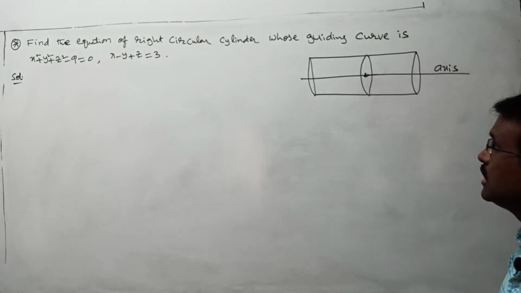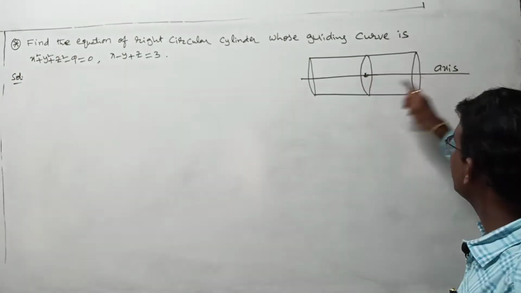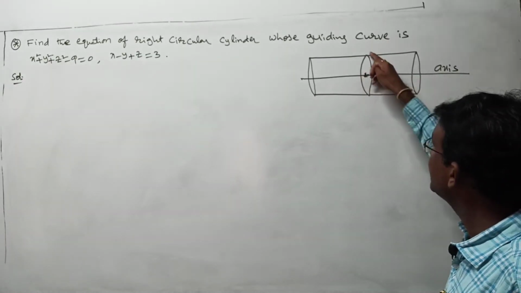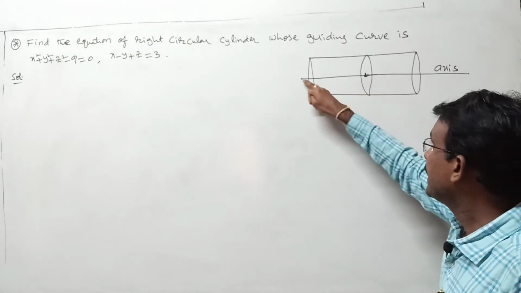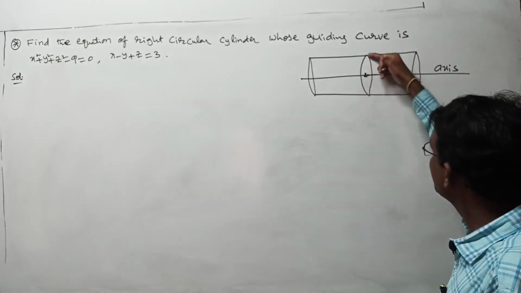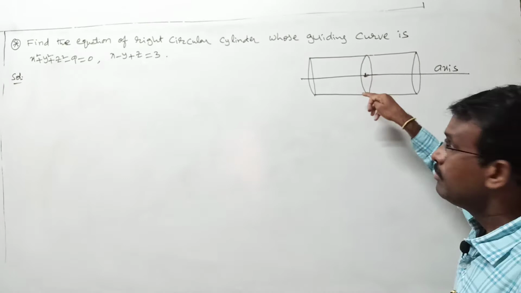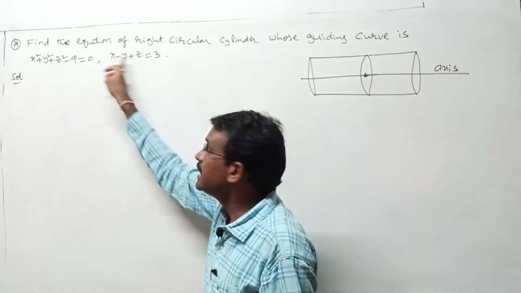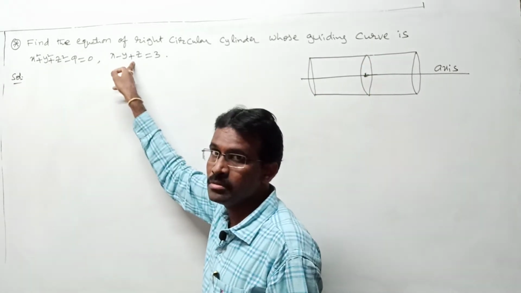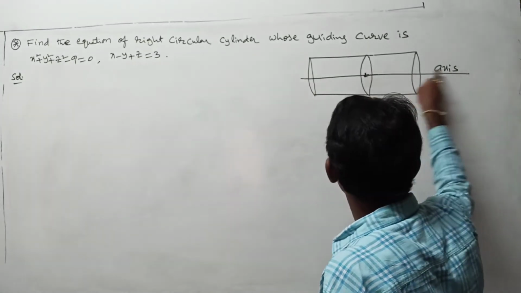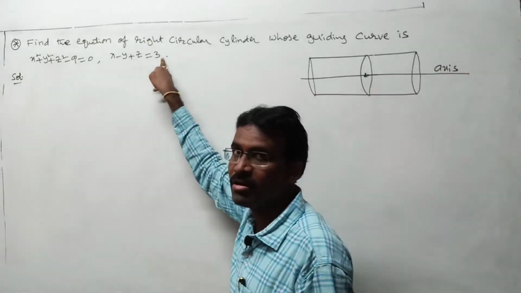For that, concentrate once: is this axis line perpendicular to this guiding curve or not ma? Yes, the axis is perpendicular to the guiding curve ma. But what is the guiding curve ma? This is the guiding curve, a combination of these two things. Means is this axis perpendicular to this plane or not?